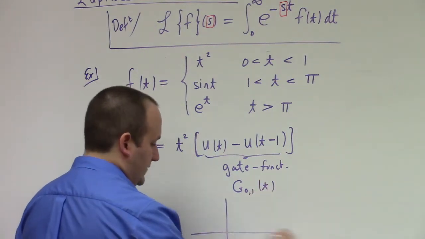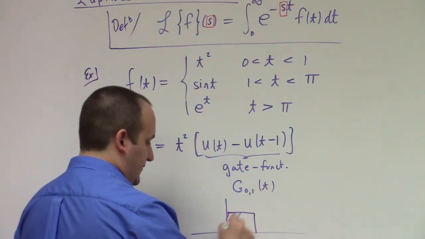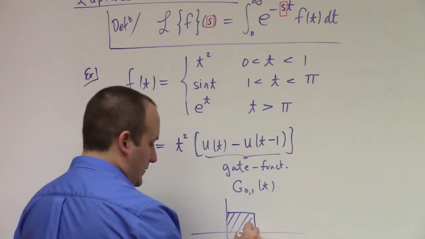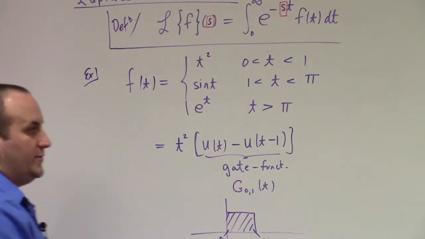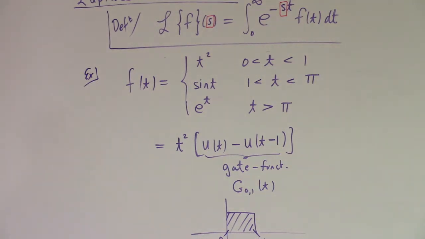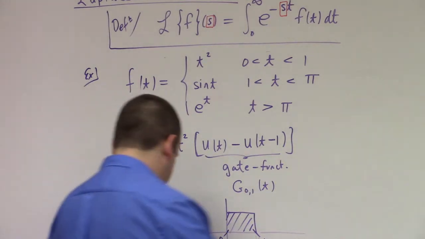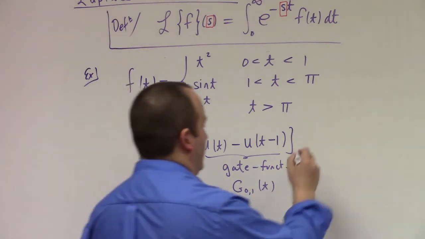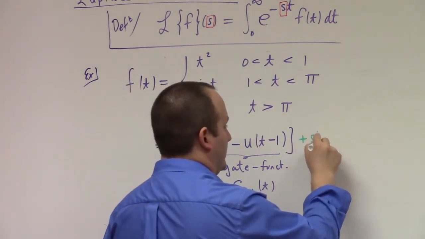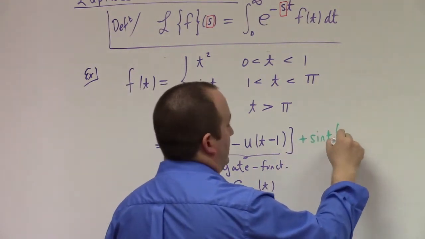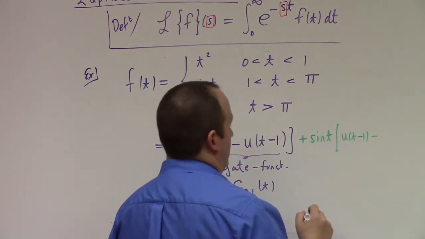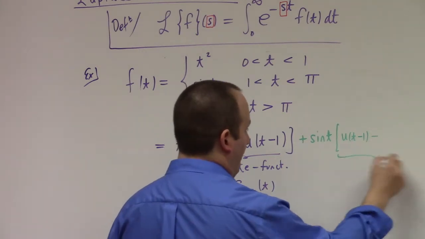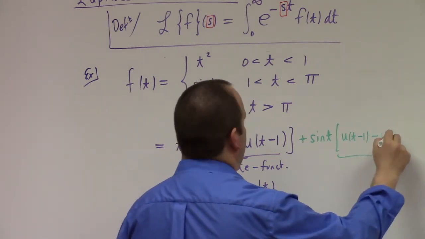Its graph is very boring. It's just non-zero right here from 0 to 1, like that. But that will give me the t squared that I want, and we'll put the t squared nowhere else. It minds its business and goes away. And then plus sine t. Well, if you understood what I said for the t squared, this will be no surprise. This is u of t minus 1 minus what? u of t minus pi, yeah.